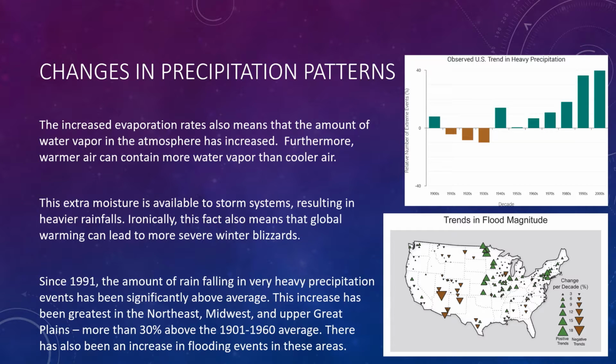Heavy downpours are increasing nationally, especially over the last 3 to 5 decades. The heaviest rainfall events have become heavier and more frequent, and the amount of rain falling on the heaviest days has also increased. Since 1991, the amount of rain falling in very heavy precipitation events has been significantly above average. This increase has been the greatest in the Northeast, Midwest, and Upper Great Plains, more than 30% above the average from 1901 to 1960. There has also been an increase in flooding events in the Midwest, Northeast, and Upper Great Plains, where the largest increase in heavy rain amounts have occurred.